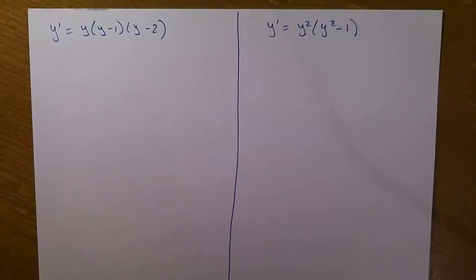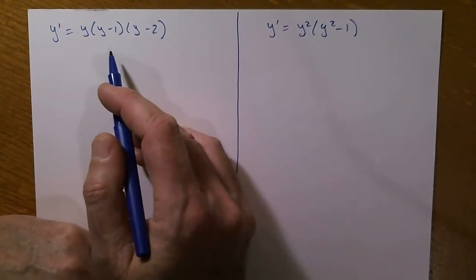In this video, I want to work through a couple of problems from the autonomous equations section. And actually, I'm going to do them all by hand rather than having them typed out nicely. So I'm going to switch cameras and show you how to do these. So here's the two examples I want to do. Let's start with this one over here on the left.